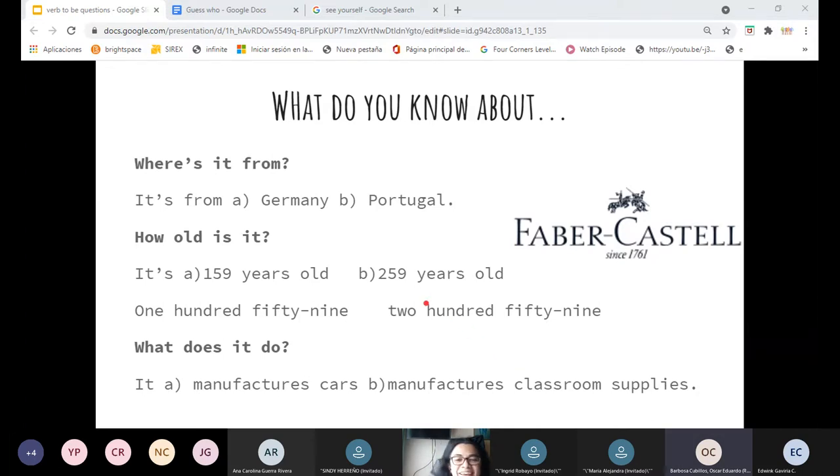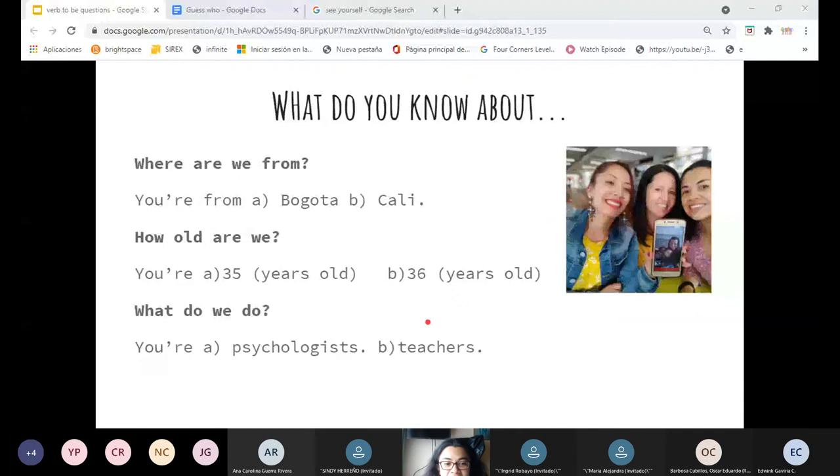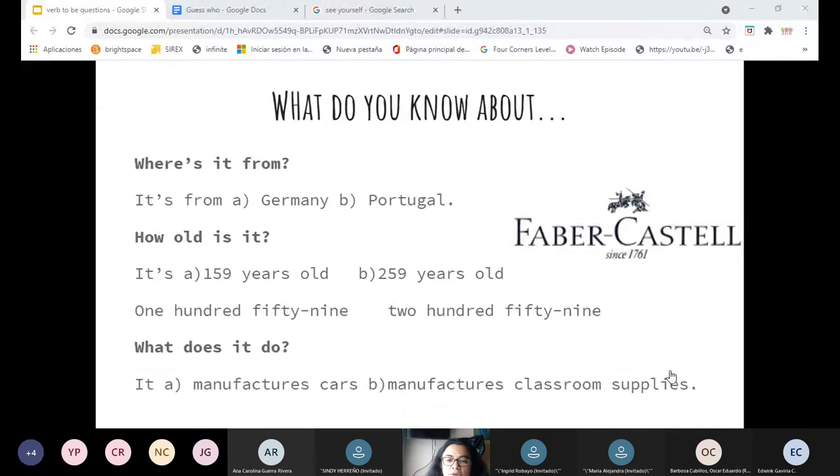Are you using a calculator? It is 2 to 5, 259. That's right. 259 years old. Okay. Yeah, we have 259. Okay. And what does it do? What does Faber-Castell do, Nelson? It manufactures clothing, supplies. Supplies. That's right. It manufactures classroom supplies. All right.